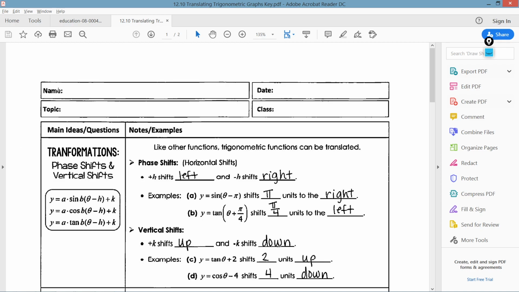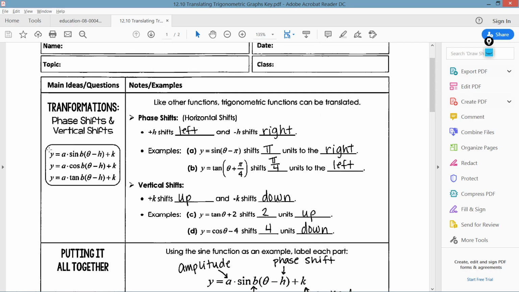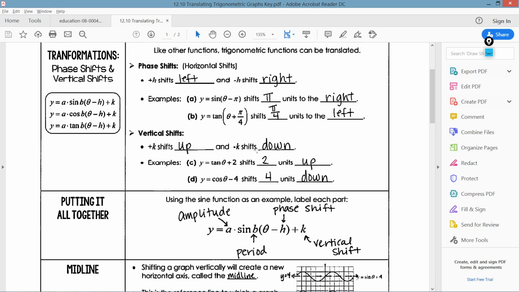Before I forget, I want to say that there are three kinds of trigonometric functions that we could be talking about right now: sine, cosine, and tangent. I didn't talk about tangent because it's not on your test, okay? So on your assignment, the 12.10 homework, please feel free to skip all the tangent problems. I'm not going to teach you how to do them.